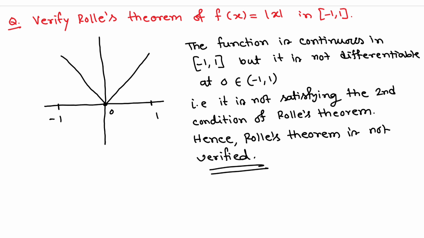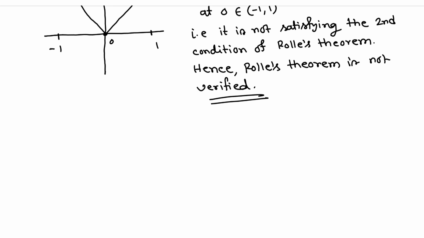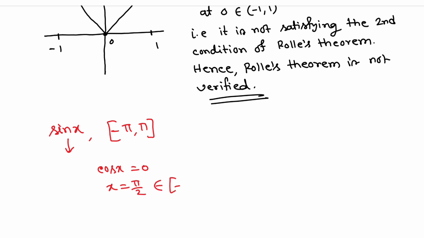Suppose the function is given f of x equals to sin x, and the interval is given minus pi to pi. Again, we know that sin x is everywhere continuous, everywhere differentiable, and f dash x, that means cos x equals to 0, that means x is equals to pi by 2, and pi by 2 belongs to this interval minus pi to pi. So obviously f of x is equals to sin x, it is satisfying the Rolle's theorem. Yes or no?